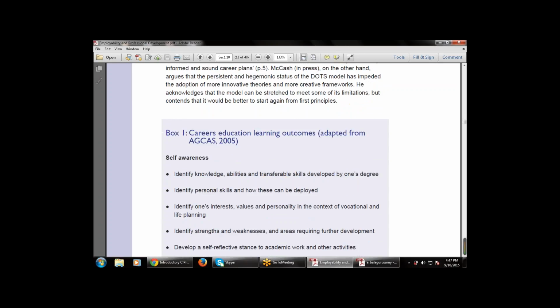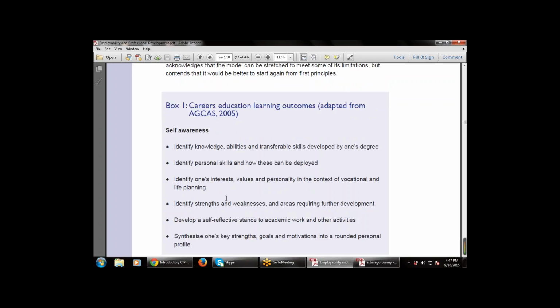So first, identify the knowledge, abilities, and transferable skills developed by one's degree. Then identify the personal skills and how these can be deployed. Then identify one's interests, values, and personality in the context of vocational and life learning. Then identify the strengths, weaknesses, and areas for further development. Suppose I have a weakness in some point, so how do I develop or remove that weakness? Then develop a self-reflective stance to academic work and other activities.